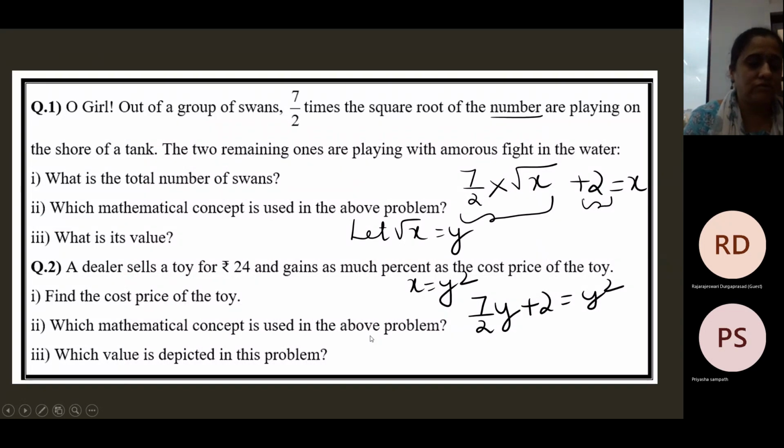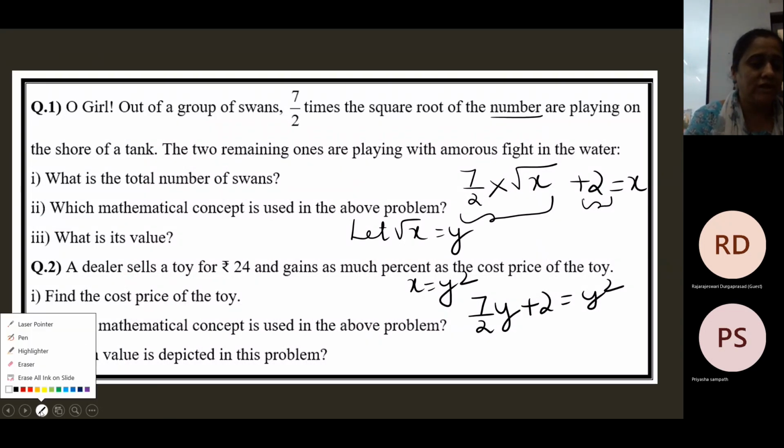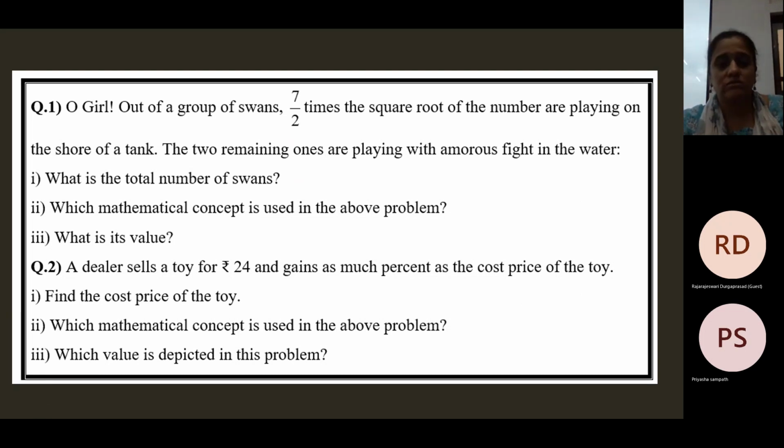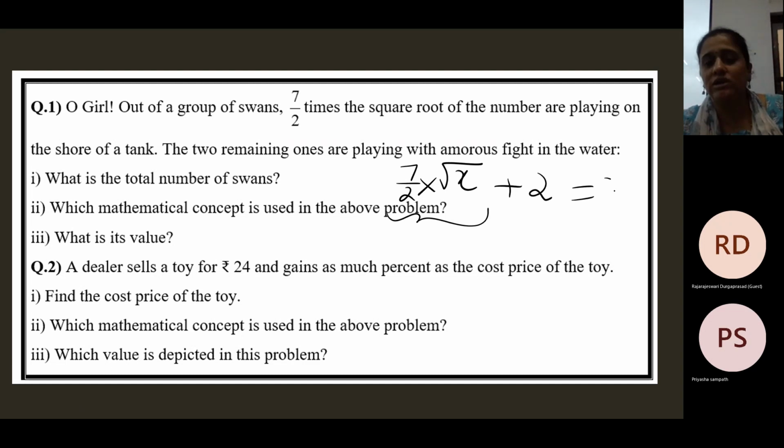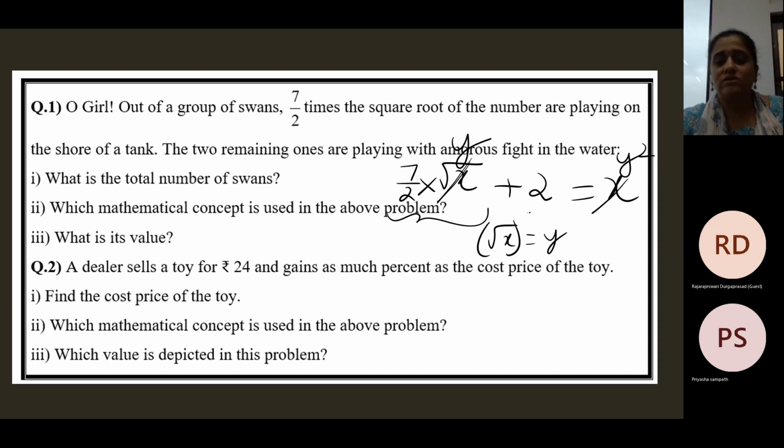So what do we learn out of this equation? When we have root x, the equation is 7 by 2 times the square root of the total number of swans on the shore, plus the 2 remaining, is equal to the total number x. So let root x be y. Then x will be equal to y square, because when root x is y, squaring both sides you get x is equal to y square. So in place of x, you must say y square, and in place of root x, it is y.